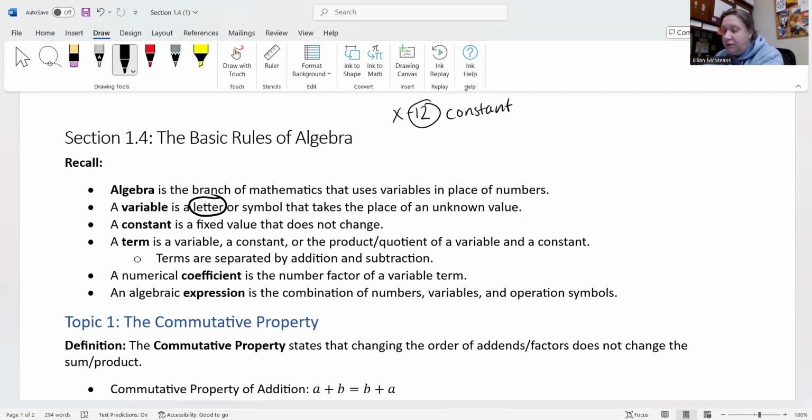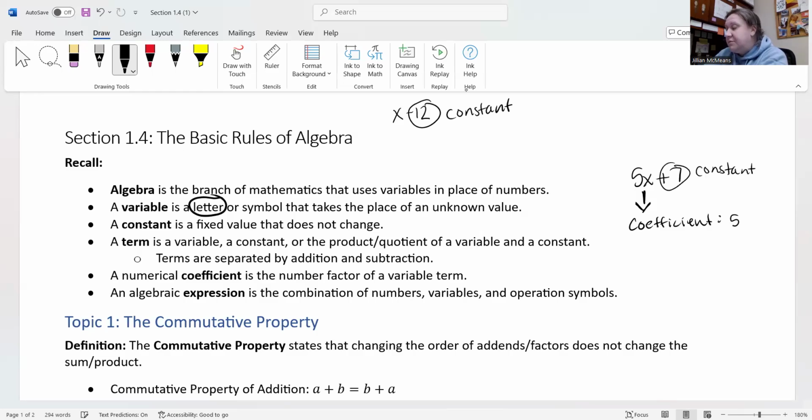A numerical coefficient is the number factor of a variable term. So let's say I had 5x plus 7. Well, we have a variable term right here. And the coefficient is going to be the number factor. So when we look at 5x plus 7, the coefficient of 5x is going to be 5. 7 is just a constant.